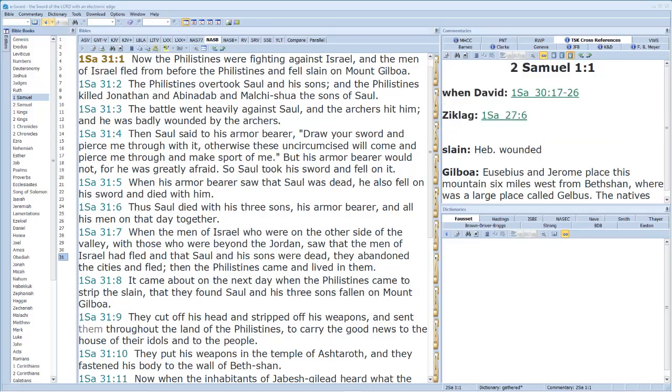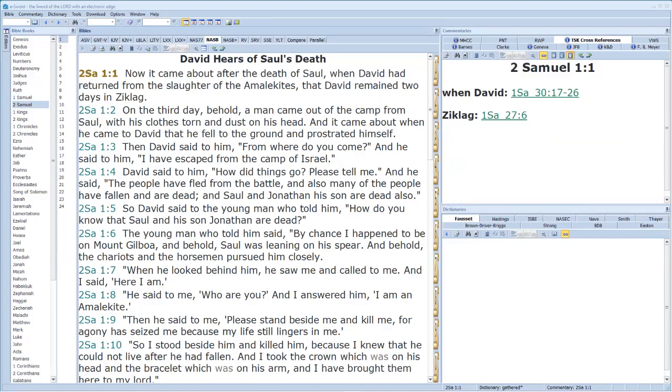And so it seems like there's a contradiction between what 1 Samuel wrote and what 2 Samuel wrote. One of the things we need to understand is that there's really no contradiction. We'll look at that in just a minute, but I wanted to point out the way that 1 Samuel said that Saul had died and his sons had died.